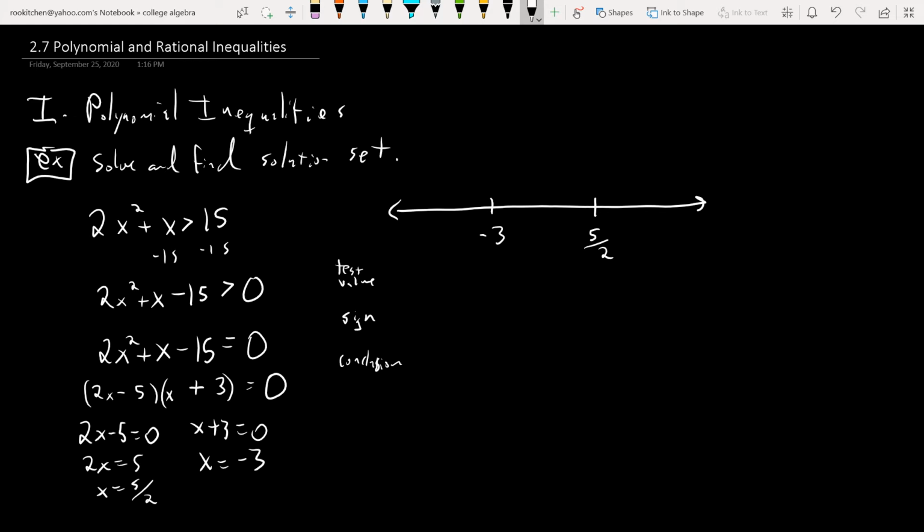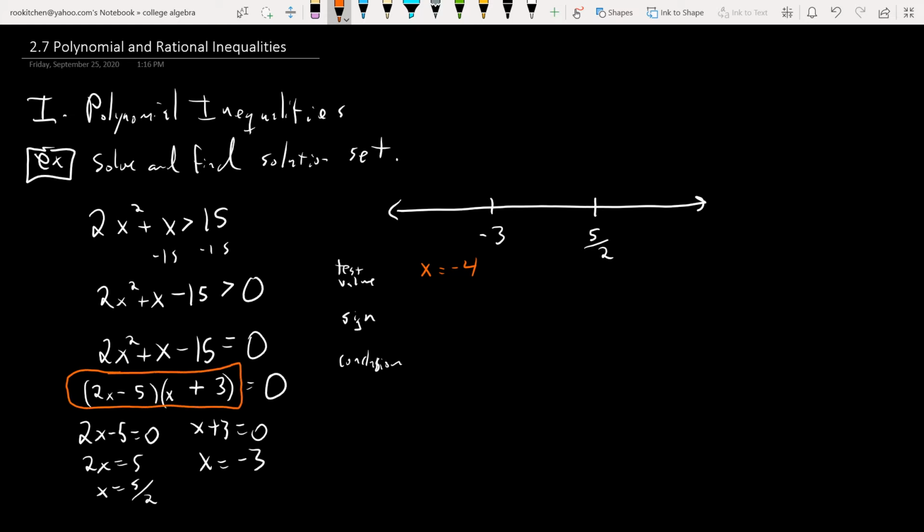For my test value, I'm picking a number in the interval from negative infinity to negative 3. I'll pick something like x equals negative 4. All I need is the sign of the function in that interval; it will always have the same sign in that interval. So all you need to do is plug negative 4 into the equation, and you can actually use the factored form down here.